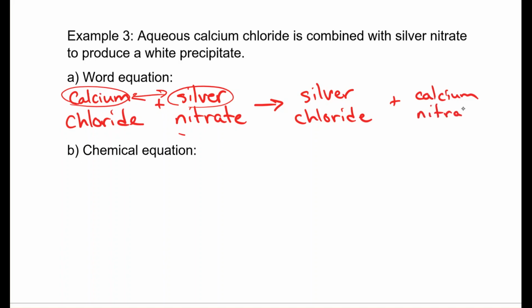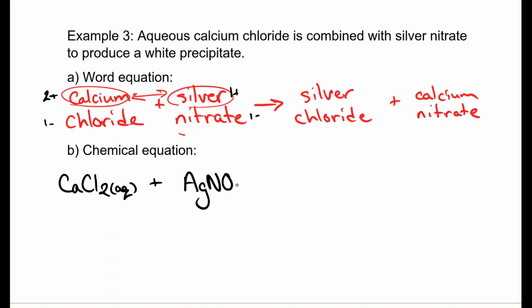And then we just have to go from names to formulas, which is always super important. Calcium, when it's in a compound, is 2 plus. Chloride is 1 minus. So calcium chloride. And it said it was a solution, right? Aqueous. Silver nitrate. Silver is plus 1. Nitrate is 1 minus. We just need 1 of each. AgNO3. And it said combined with silver nitrate. Well, okay, we're going to assume it's a solution. I should probably change that.